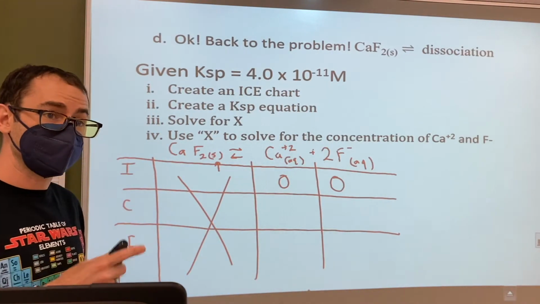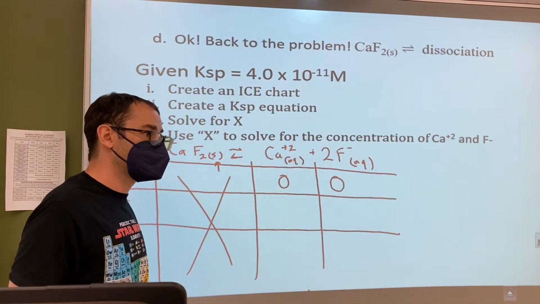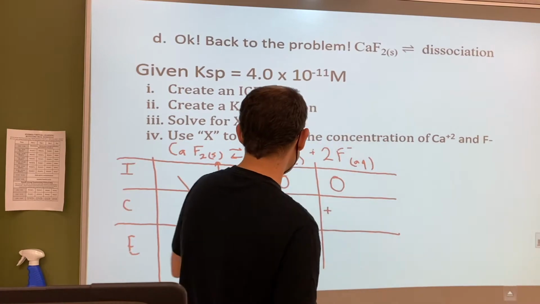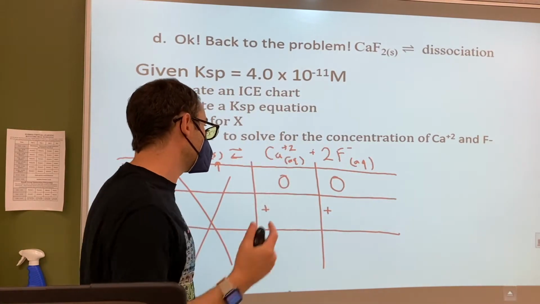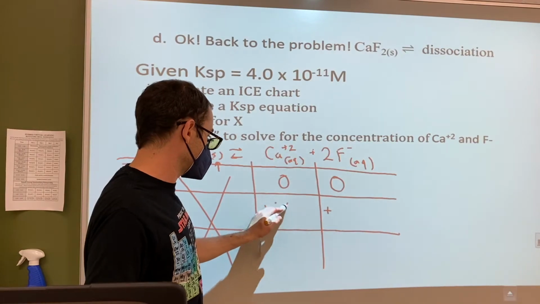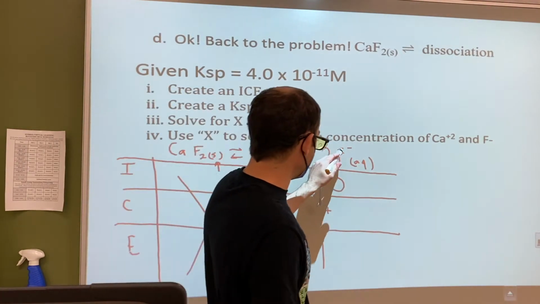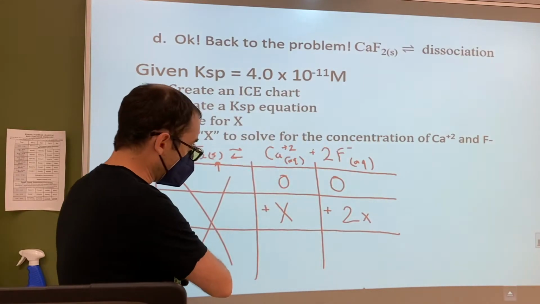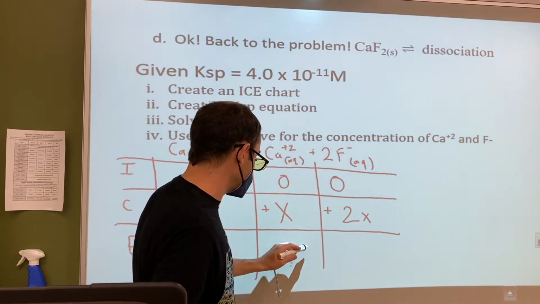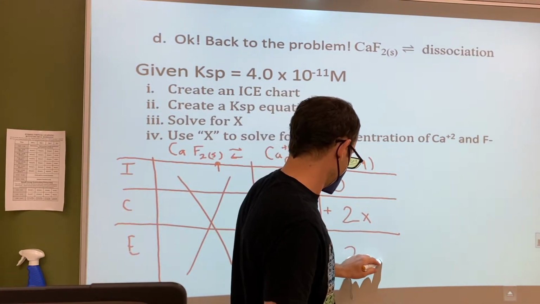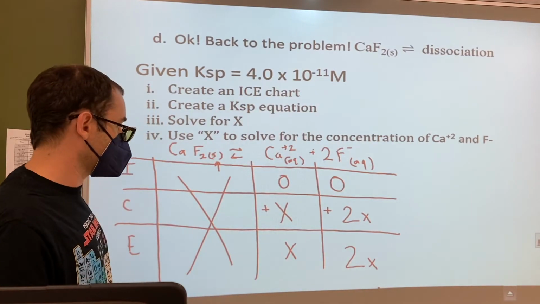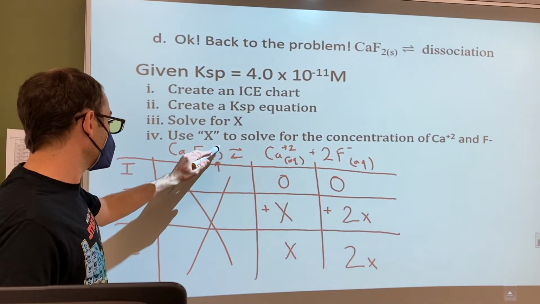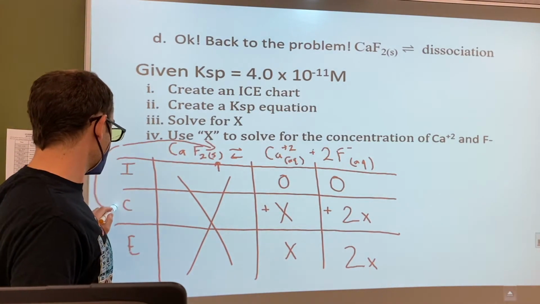And now we have to do the change. So is it going to be a plus or a minus, first of all? We're talking about the products here. Plus. Yep, it's always plus for the products. Is the calcium going to be an X, X2, X3, X4? Just an X, because there's only one of them. What about the 2F here? It's going to be plus what? 2X. Awesome. And for equilibrium, it's 0 plus what we just did, so you just bring them down again. So we get those in there. All right, everybody's cool with that? Basically, same idea for the ice chart. The only thing that you're looking for now is if it's a solid, you just cross out the whole thing.